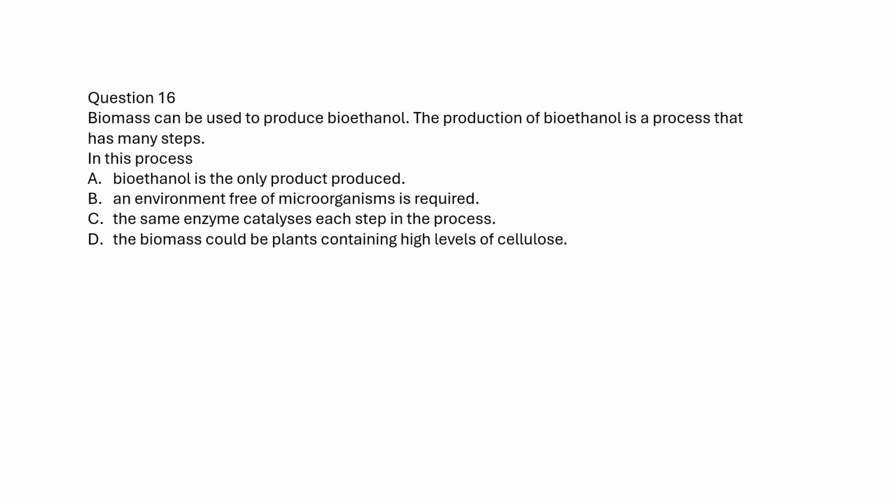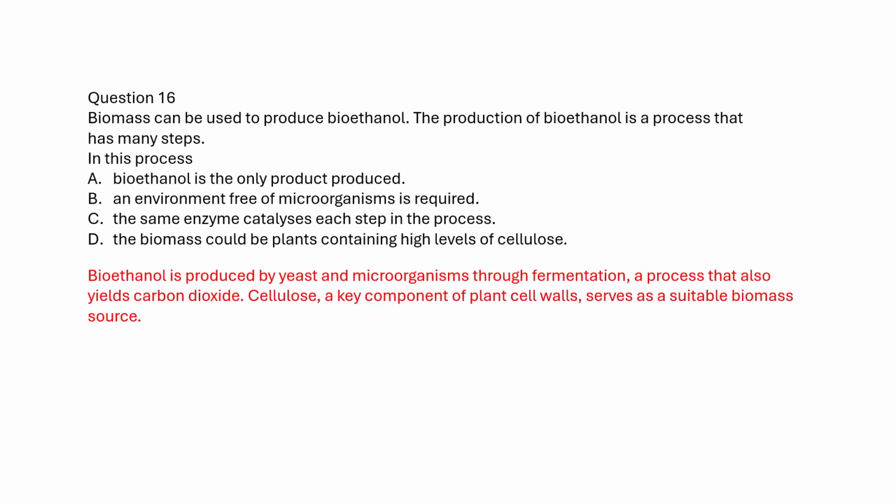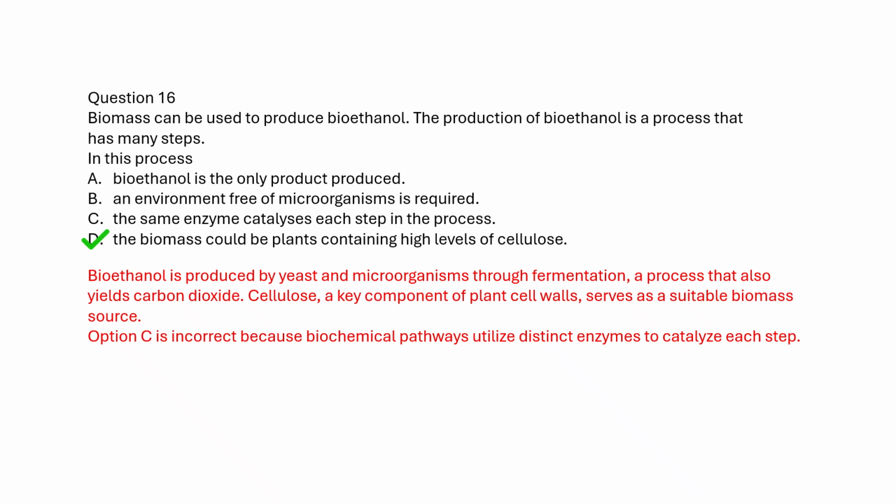Bioethanol is produced by yeast and microorganisms through fermentation, a process that also yields carbon dioxide. Cellulose, a key component of plant cell walls, serves as a suitable biomass source. Option C is incorrect because biochemical pathways utilize distinct enzymes to catalyze each step.